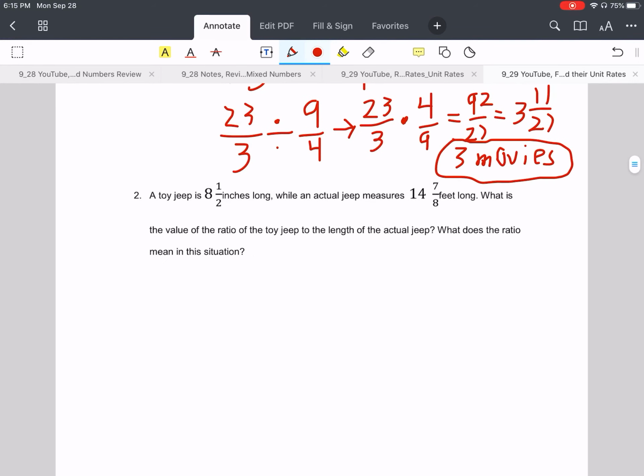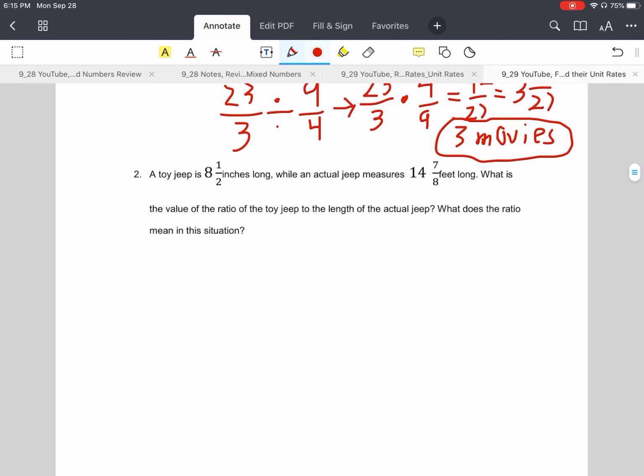This next question is pretty tough. The numbers actually make it difficult, and your problem on the assignment is a little easier, but the form is the same. It says a toy Jeep is 8.5 inches long, while an actual Jeep measures 14 7/8 feet long. What is the value of the ratio of the toy Jeep to the length of the actual Jeep? What does the ratio mean in this situation? So this is a good problem to practice.